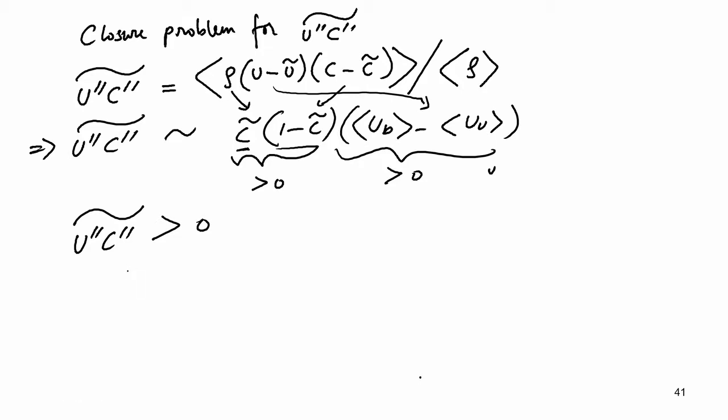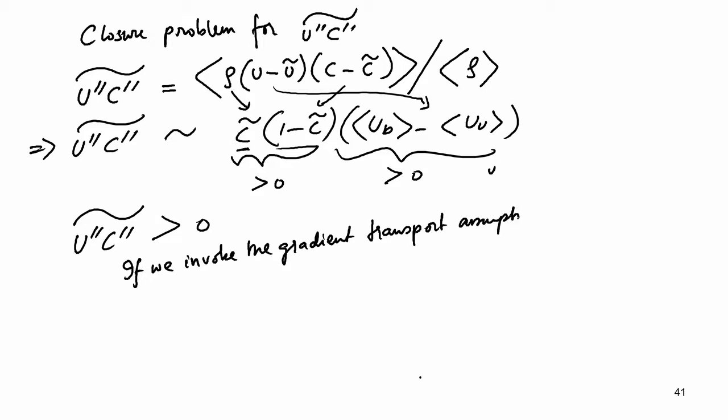Now, if we invoke the gradient transport assumption, we should have written minus U prime C prime averaged is equal to a turbulent diffusivity times dC dx.